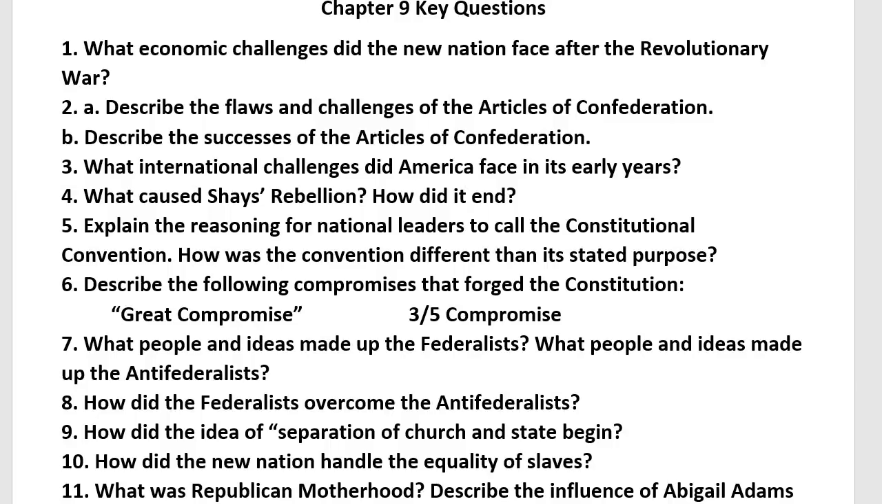Which transitions into number 8. How did the Federalists overcome the Anti-Federalists? For some of the states, it took the promise of the creation of a Bill of Rights and the promise of the addition of 10 amendments to the Constitution, what would become 10 amendments, that would protect our rights as people and as citizens from the federal government. So that promise won over a lot of other people.